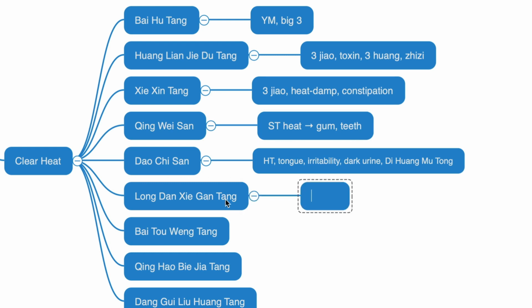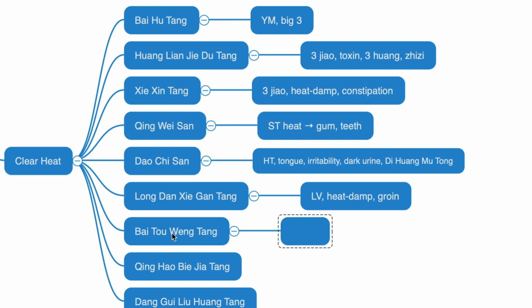And Longdan Xie Gan Tang. Where does it go? It clears heat and damp, just like Xie Huang Tang. And there's one more keyword always to remember: groin area. Pretty much everything about Longdan Xie Gan Tang, about Bai Tou Weng Tang. It goes to the intestine, large intestine, and also damp heat and dysentery. Anything else? Bloody stool. Bloody diarrhea.